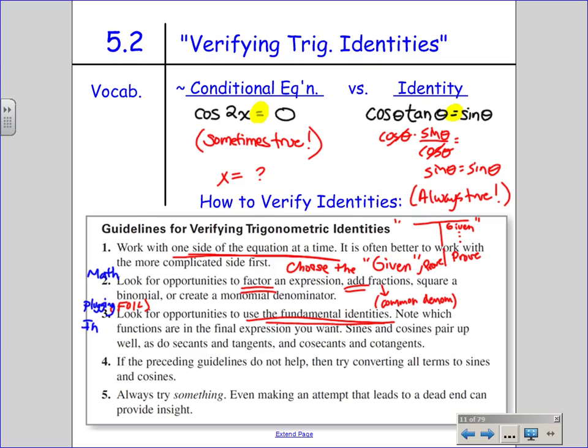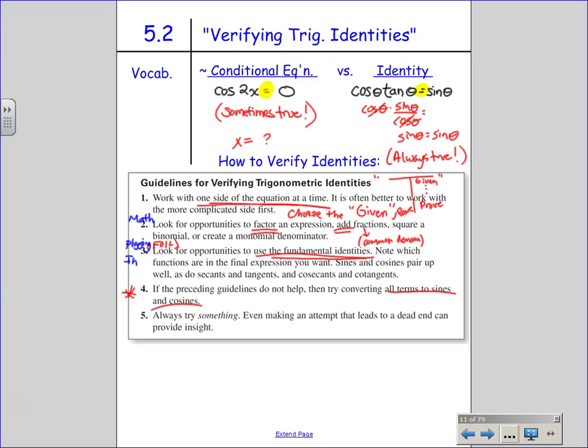This one says, note which functions are in the final expression. Look to your proof and see if that tells you which way to go. Number 4, if nothing else works, try to make everything sines and cosines. Make tangent sines over cosines, and secants 1 over cosines, and secant squareds 1 over cosine squareds. If nothing else is working, go back to the beginning and say, fine, I'm making everyone sines and cosines. Legally with the identities, not just randomly putting sines and cosines everywhere.